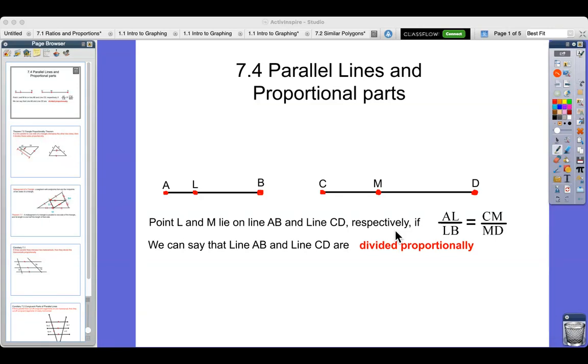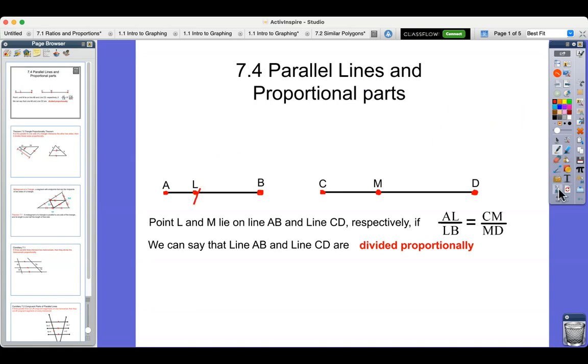Today, we're talking about parallel lines and proportional parts. Parallel lines have been special throughout all of geometry. They form congruent angles and consecutive interior angles. They have such similarity to each other. They make things happen. But first, let's talk about the proportional part side of this.